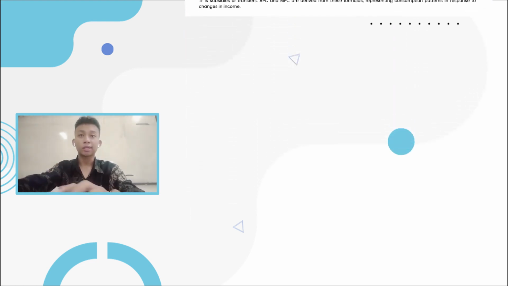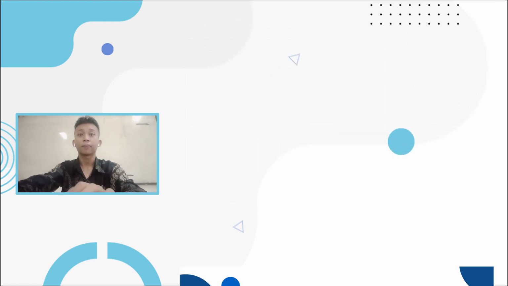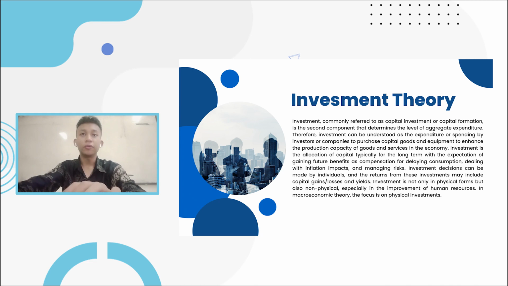Okay, the next slide. Investment theory. Investment, commonly referred to as capital investment or capital formation, is the second component that determines the level of aggregate expenditure. Therefore, investment can be understood as the expenditure or spending by investors or companies to purchase capital goods and equipment to enhance the production capacity of goods and services in the economy.